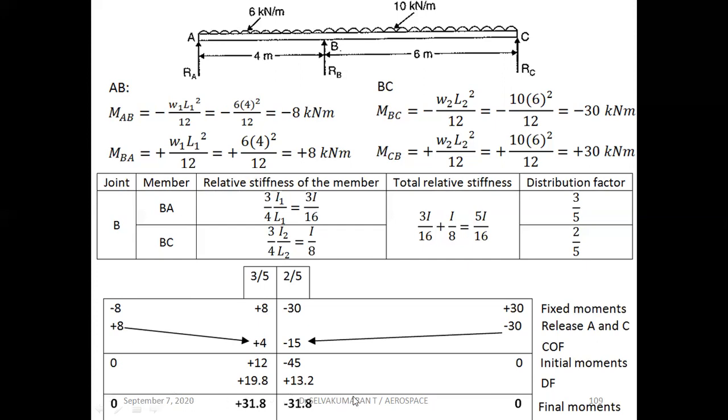Then draw a line and add these values. The support moment at the intermediate support B is plus 31.8 kilonewton meter. This is the final moment answer, so this is the answer for the given loading condition.